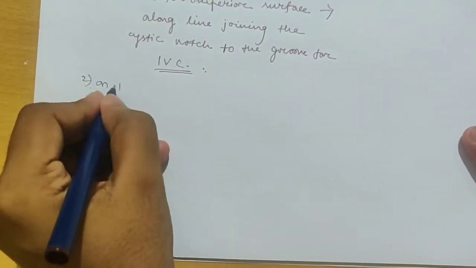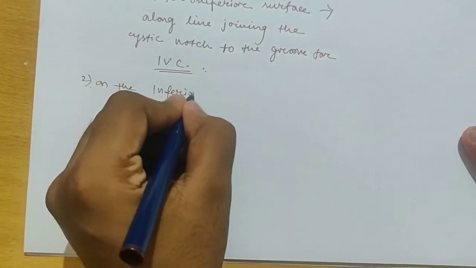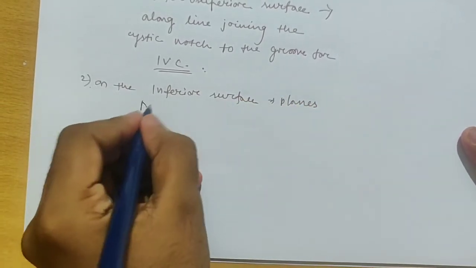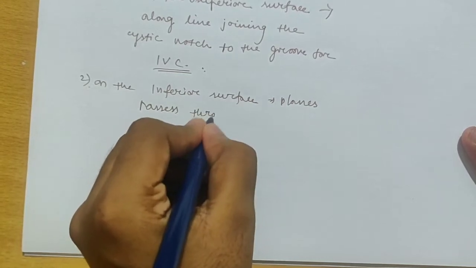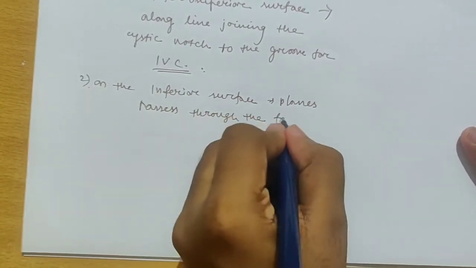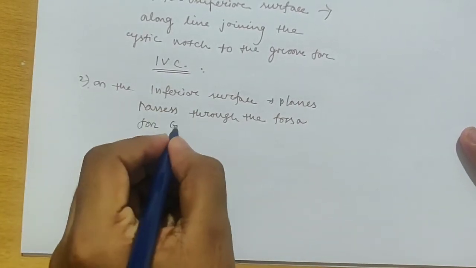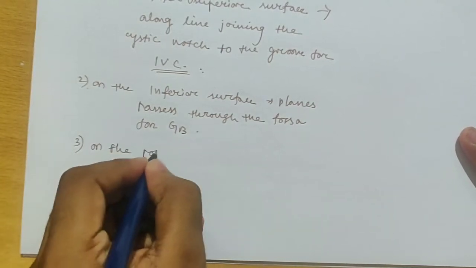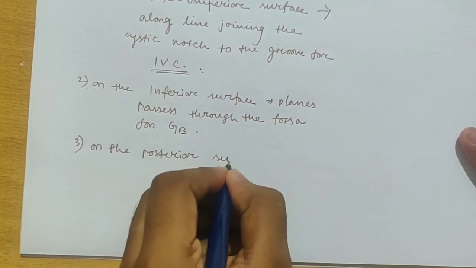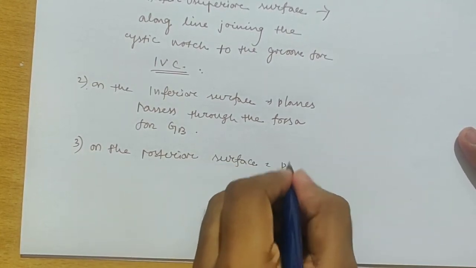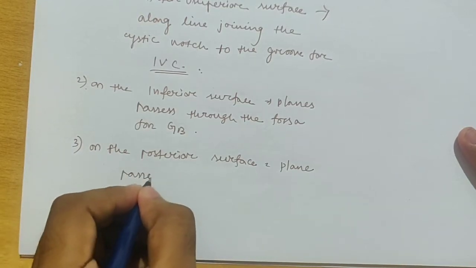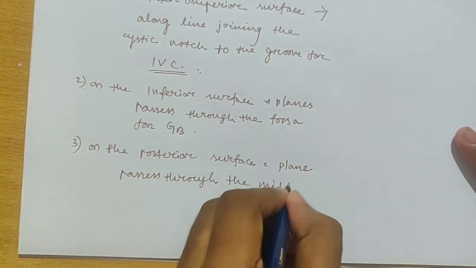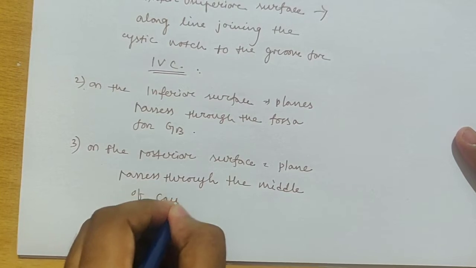Now on the inferior surface, the plane passes through the fossa for gallbladder, and the third plane, on the posterior surface, passes through the middle of the caudate lobe.